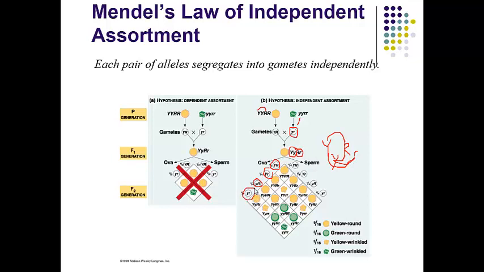You want to FOIL the genotypes of both parents to figure out all the different combinations of alleles that could be in the gametes, and then you perform your Punnett square. Usually with a dihybrid cross, they'll only ask you to find the phenotypic ratio. They're not usually going to ask you to find the genotypic ratio.